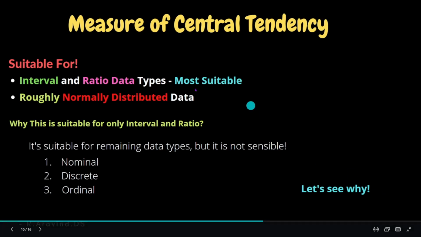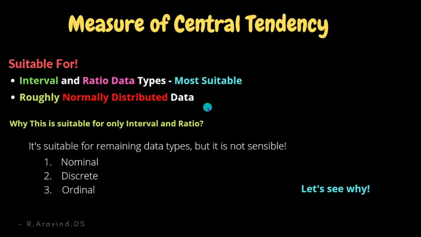Let's see why. Before that, I just want to say that this is roughly normally distributed data. What is the meaning of roughly normally distributed data? It sounds like a heavy term. If you don't know about the normal distribution, we will have a video on it in the future. Just think of it as a distribution that is often used in statistics, machine learning, and deep learning. It is used everywhere in the world.